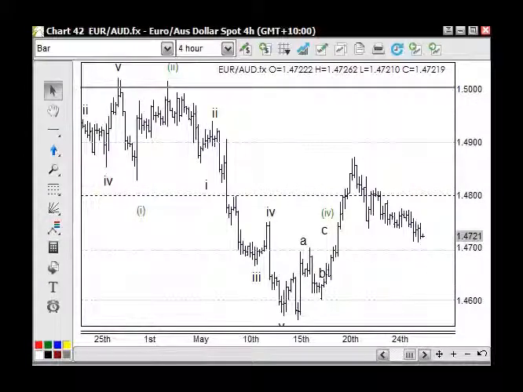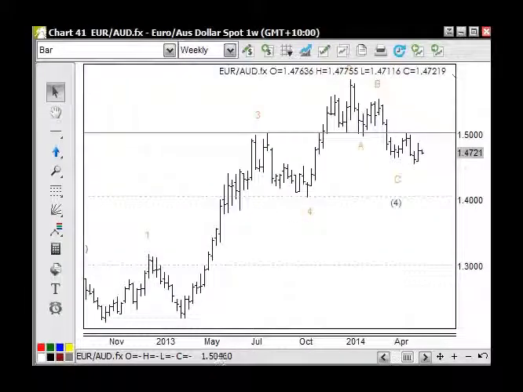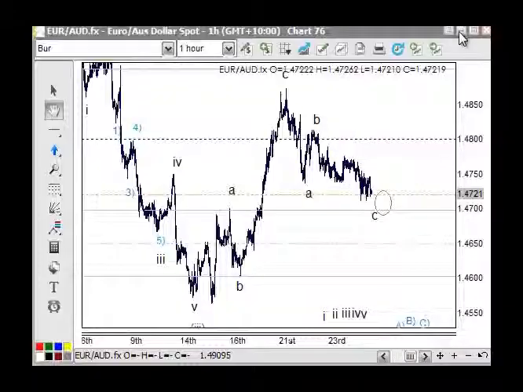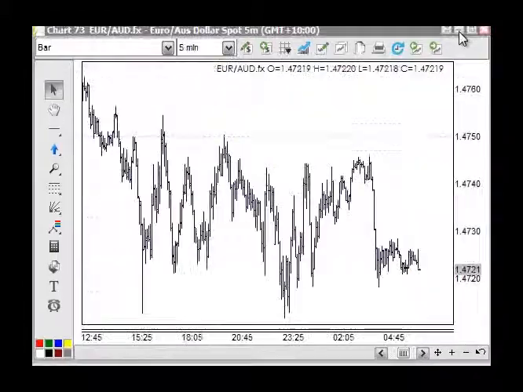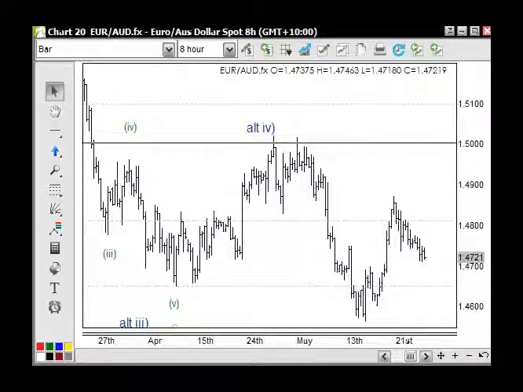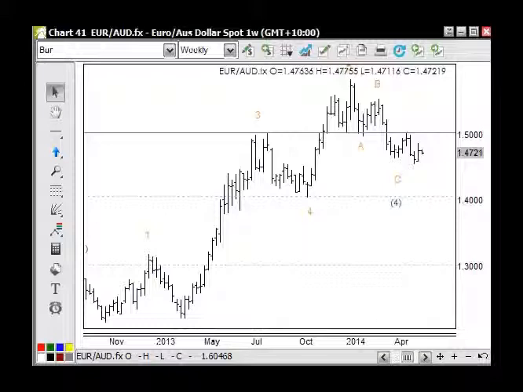Just bear with me a second. Just trying to find the original chart here. No, can't find it. Sorry about that. I'm normally a little bit more organised, but not to worry.